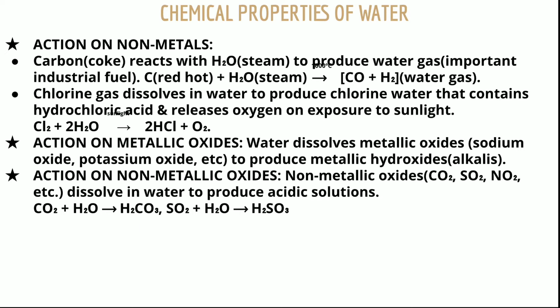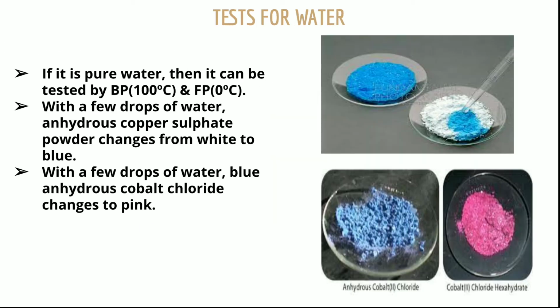Next we come to tests for water. If it is pure water, then it can be tested by its boiling point and freezing point. Pure water will have 100 degrees centigrade as boiling point and 0 degrees centigrade as freezing point. So we can understand whether it's pure water or whether any impurities are added to the water.